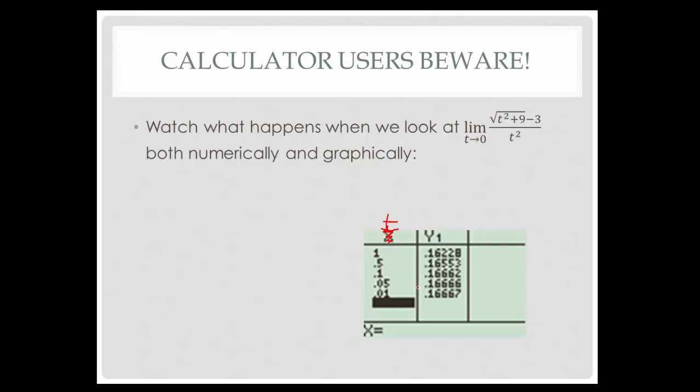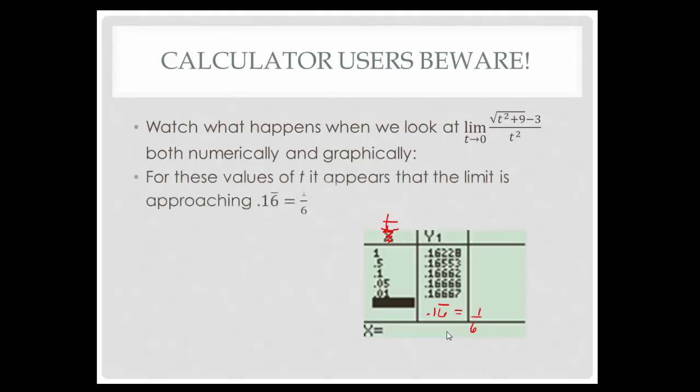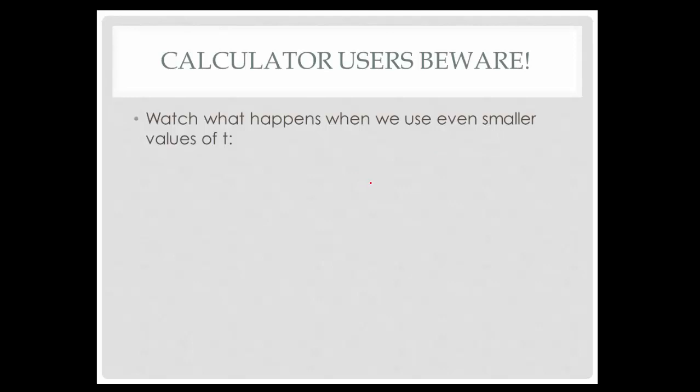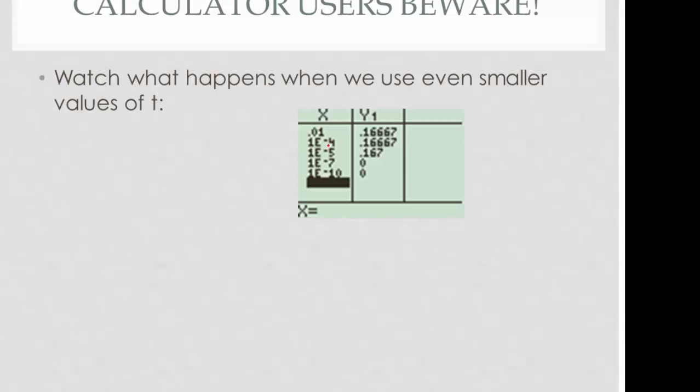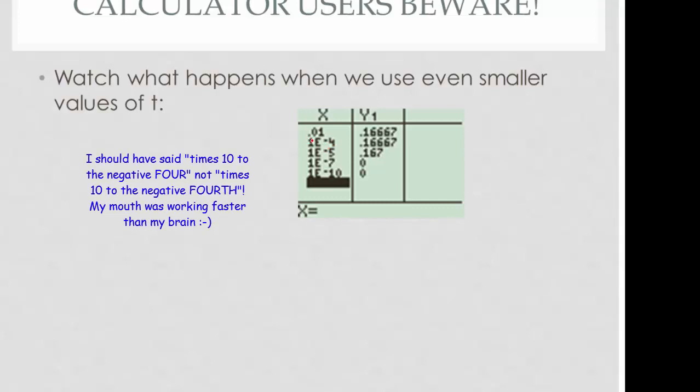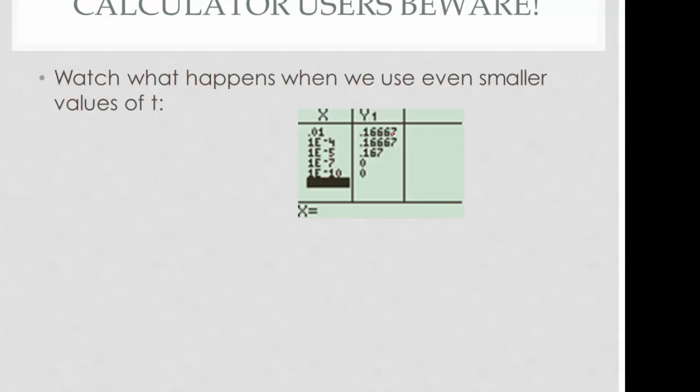And if you take a look, the y values do appear to be approaching about 0.16 repeating, which, by the way, is 1/6. So for these values of t, it appears that the limit is 0.16 repeating, which is 1/6. Great. But watch what happens when I use even smaller values of t. So here's 0.01. This is your calculator. This is its scientific notation. It's 1 times 10 to the negative 4th, so 0.0001. That's what it's writing here. Add another 0 here, another couple of zeros here. Notice it stays at 0.16 repeating, 0.16 repeating, and then it kind of starts to have a little problem.